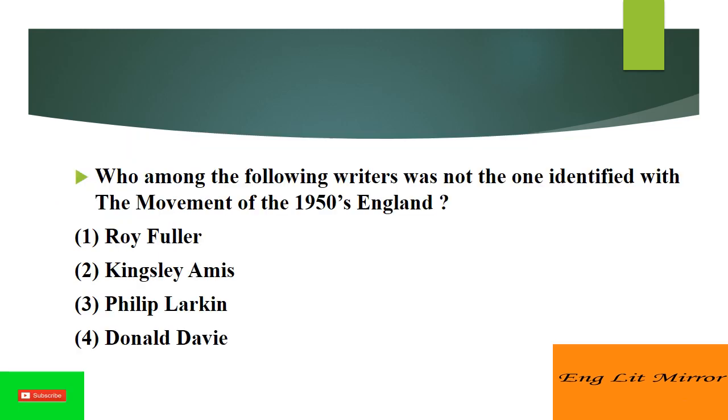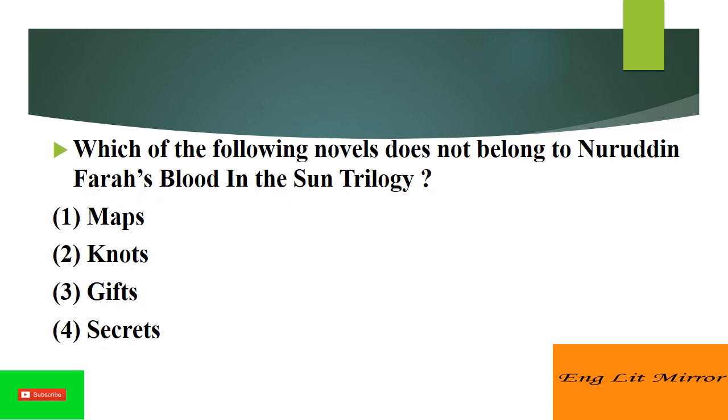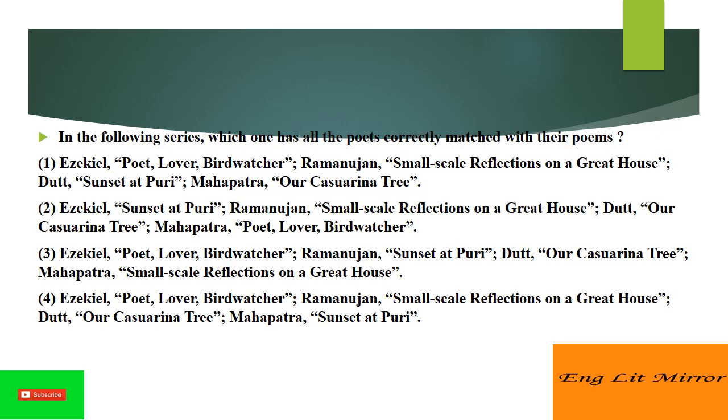Who among the following writers was not the one identified with the movement of the 1950s England? Answer is option 1, Roy Fuller. Which of the following novels does not belong to Nuruddin Farah's Blood in the Sun trilogy? Answer is option 2, Notes.